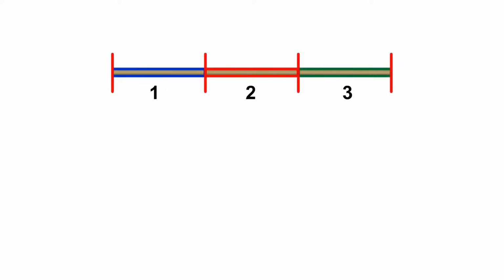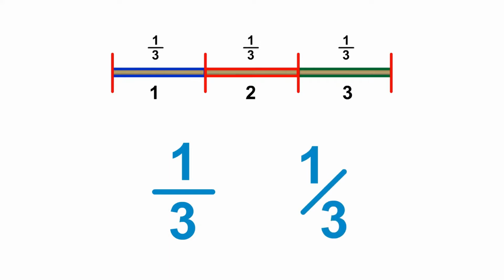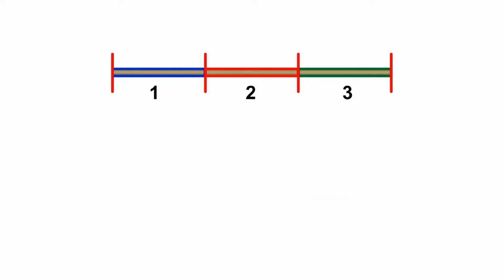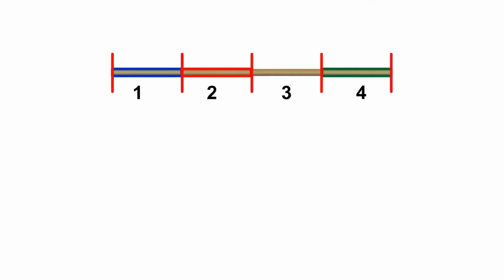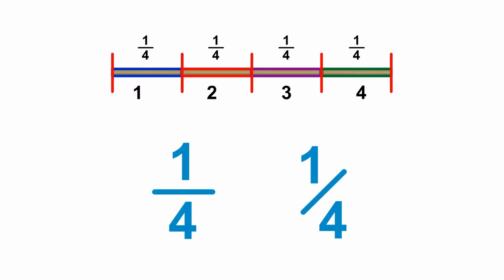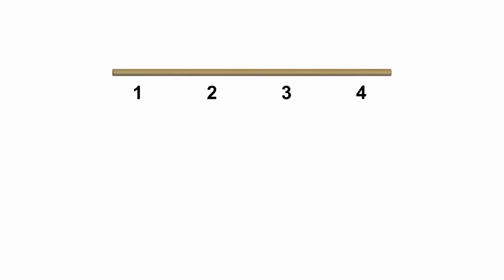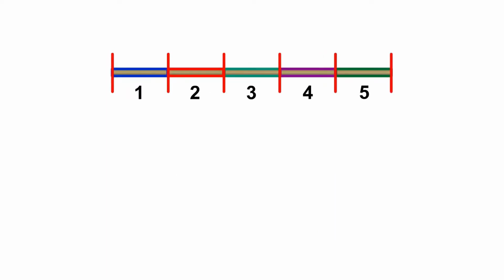Now we will divide the whole portion of the same rod into 3 equal parts. Here, each of the 3 parts is 1 out of 3 parts. So we will write the fraction as 1 by 3. Dividing the whole portion of the same rod further, we get 4 equal parts of the rod. We will write the fraction for each of the 4 parts as 1 by 4. Now, if we were to divide the whole portion of the same rod into 5 equal parts, then the fraction for each of the 5 parts is 1 by 5.